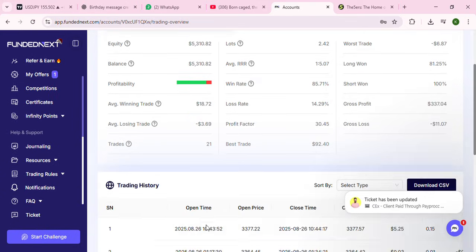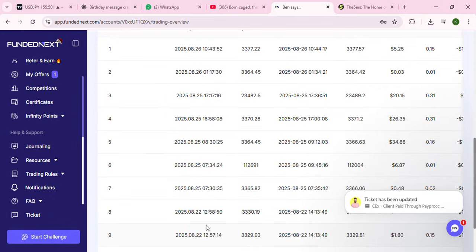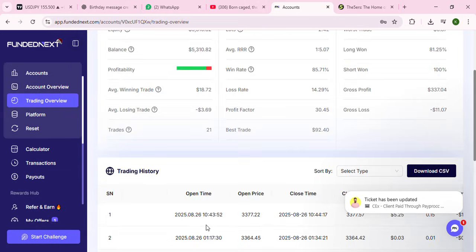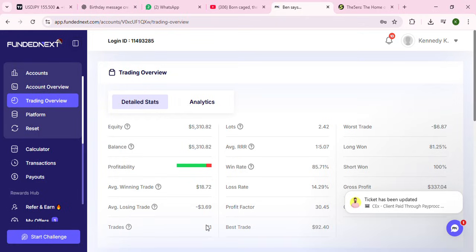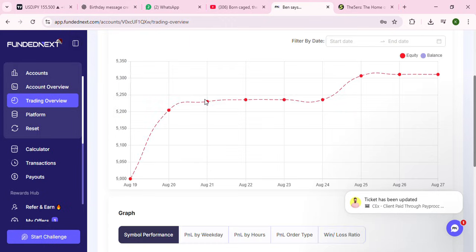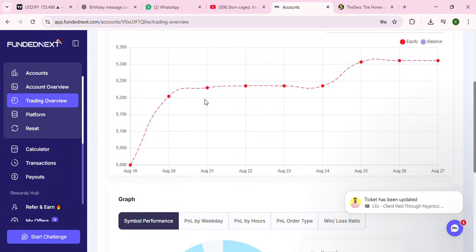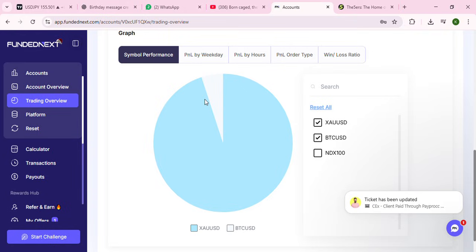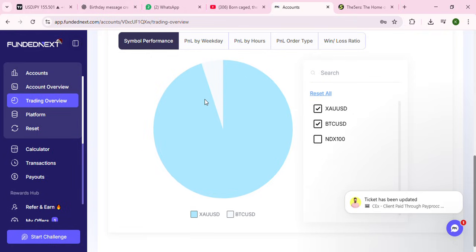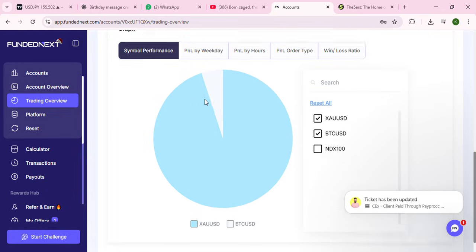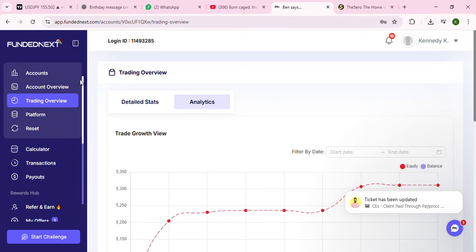So that is just the overview, and then you can see all the trades I executed over here together with the lot size and so on. If you want to check more, you can just come on the analytics and see how the graph looks like. That's how the graph looks like, and you can see mostly I traded gold XAU. So that was it on that phase 2.